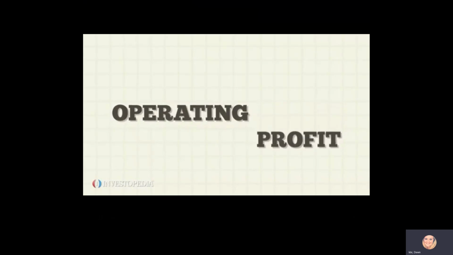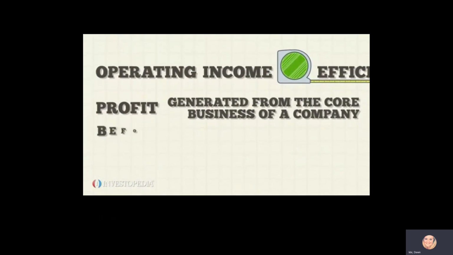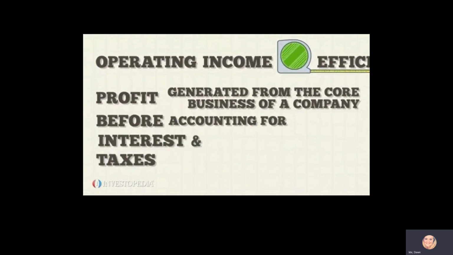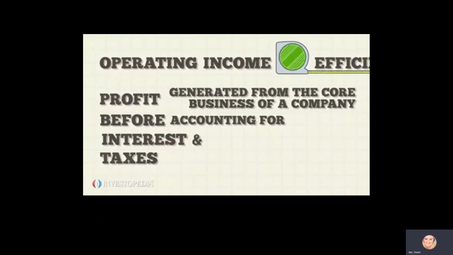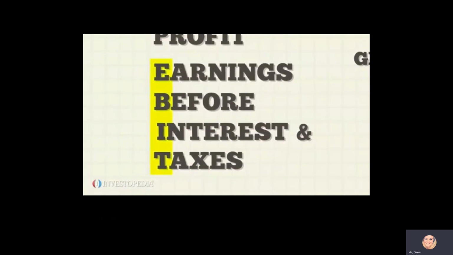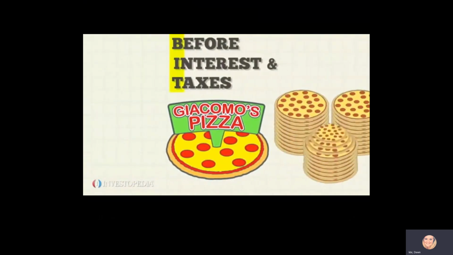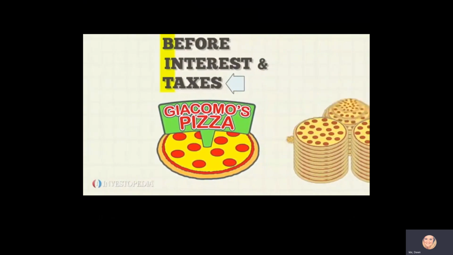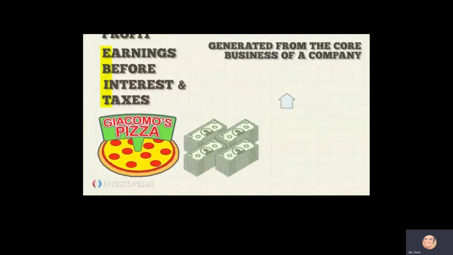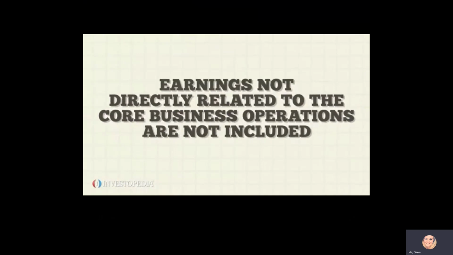Operating profit, also known as operating income, is a measure of a company's efficiency. It is the profit generated from the core business of a company before accounting for interest and taxes. In accounting terminology, operating profit is known as earnings before interest and taxes, EBIT. The operating profit for a business like Giacomo's Pizza is going to be the pre-tax profit generated from selling pizzas, which is the core business of the company.